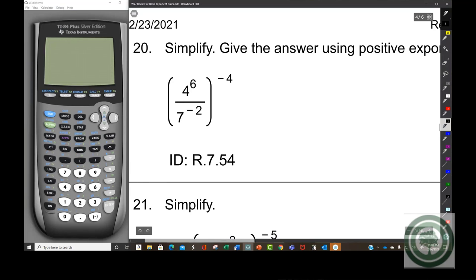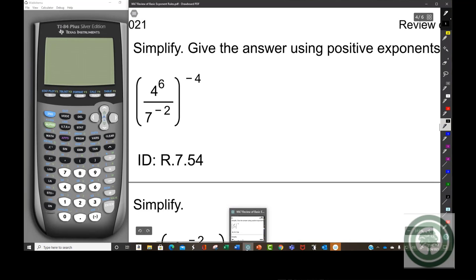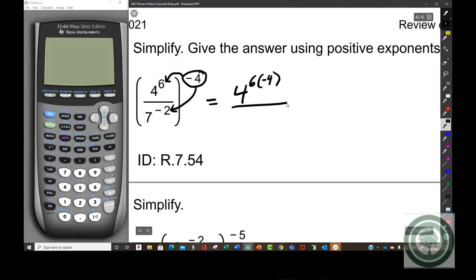Now there is something you can do or not do with these. For instance, we can just take the direct approach here. We can take the negative 4 and multiply it by the 6 and the negative 4 and multiply it by the negative 2. So this will be 4 to the 6 times negative 4 over 7 to the negative 2 times negative 4. And that will be 4 to the negative 24 over 7 to the positive 8.